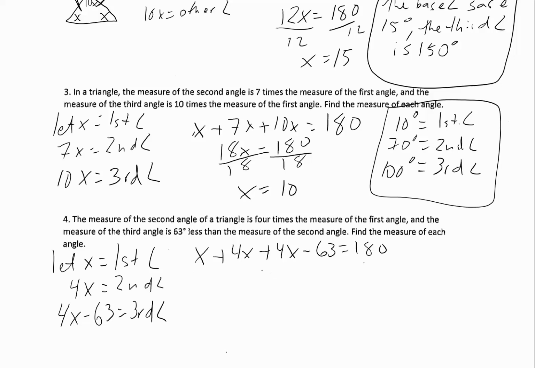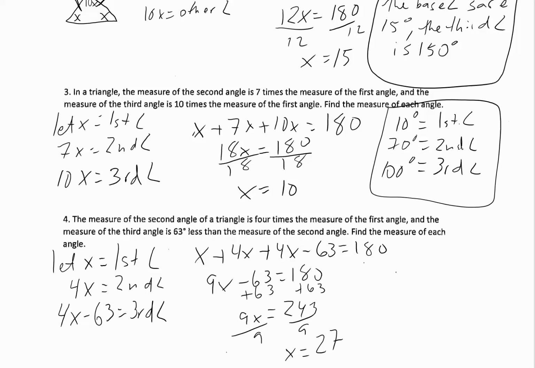So if I combine my like terms, I'm going to get 9x minus 63 equals 180. I need to add 63 to both sides. So I'm going to get 9x equals 243. I'm going to divide each side by 9. And I'm going to get x equals 27.